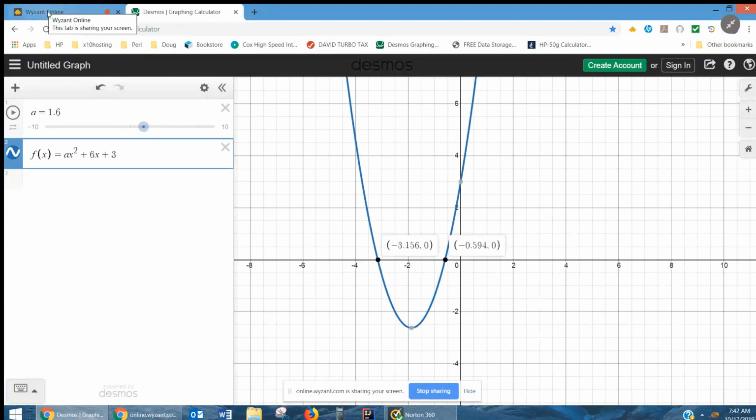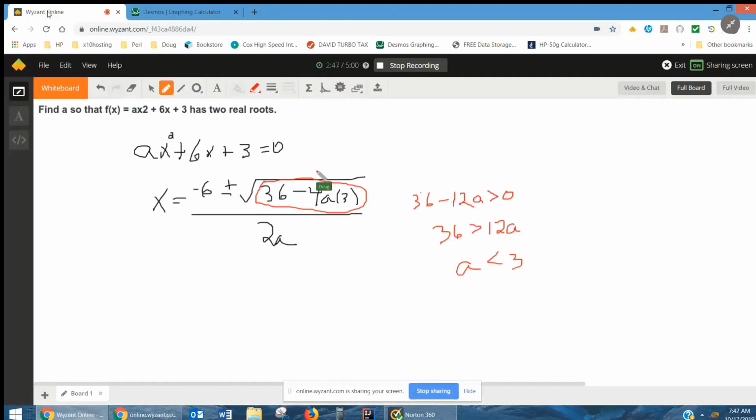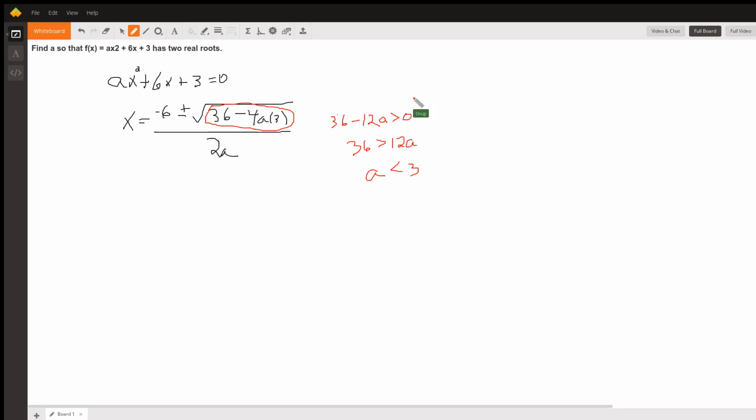So there you go. You're using the discriminant to determine what values of a will yield two real solutions for that function. Okay, there you go.